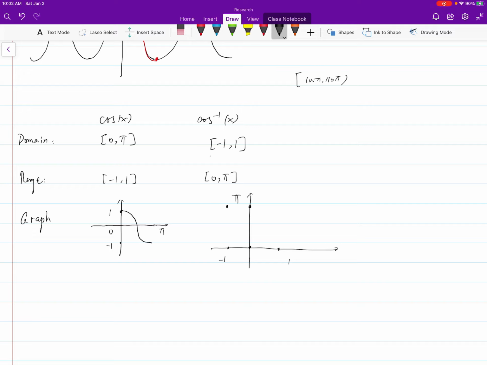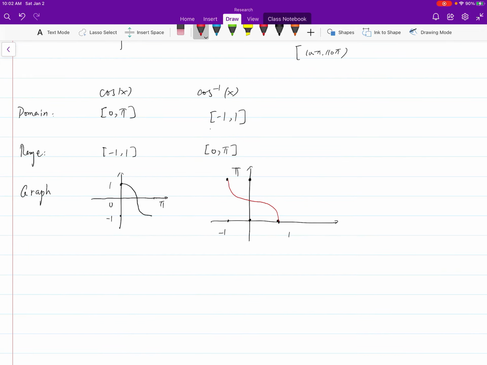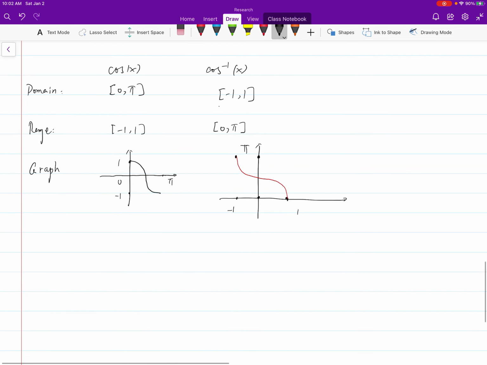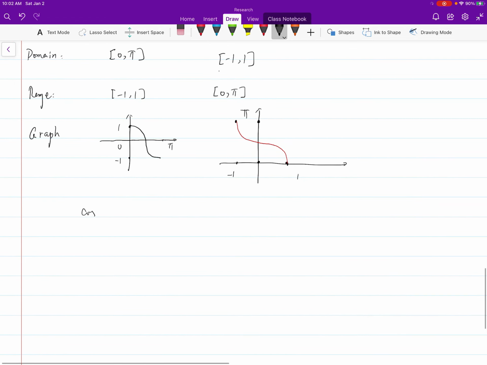Okay. Finally, let's think about how to draw it. At pi, it's negative 1. That's what you have. Okay, remember, this one goes like that, therefore this one goes like that, because you flip it. That's the graph of this.